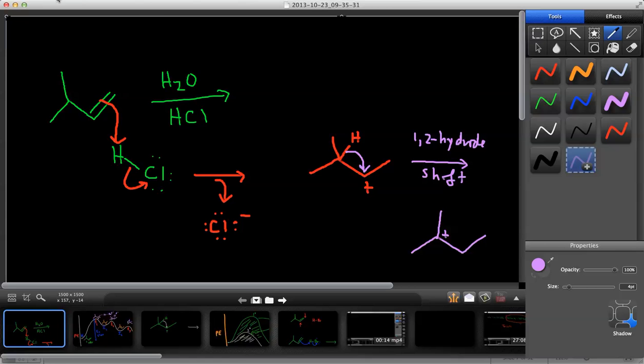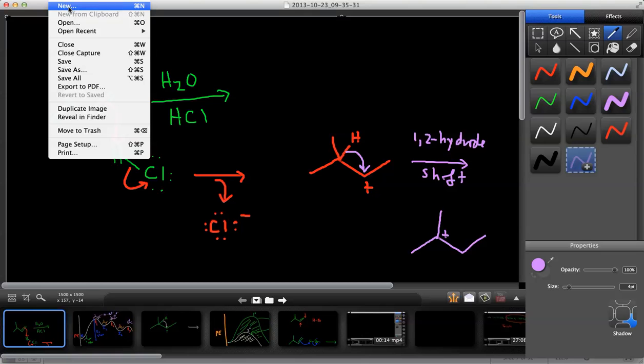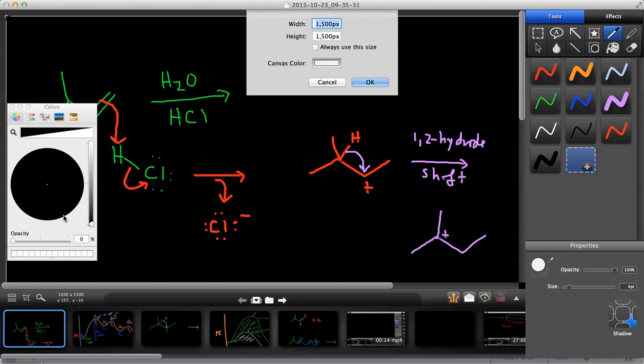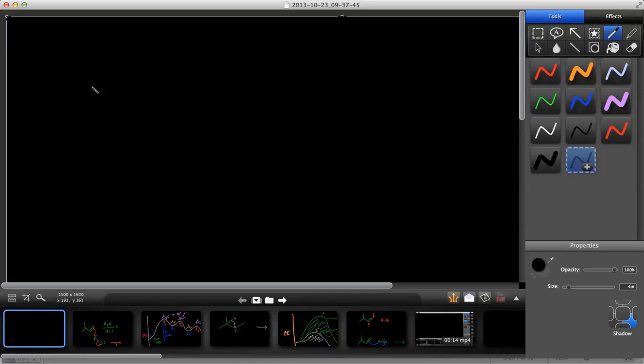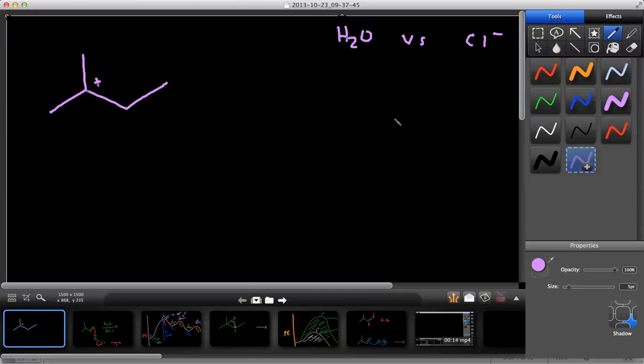Now we're going to have a competition for nucleophiles. We already know that we have Cl- that we've generated, but we also have H2O as an initial reactant. So we have H2O versus Cl-. In order to determine which of these is a stronger nucleophile, you've got to examine the conjugate acids.